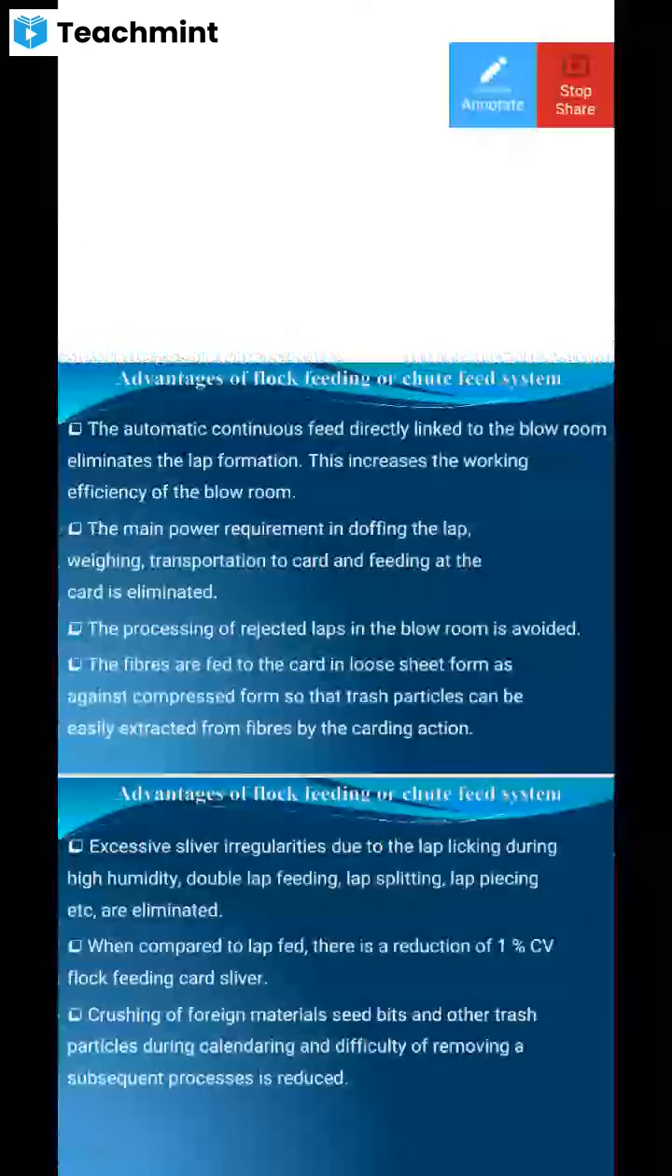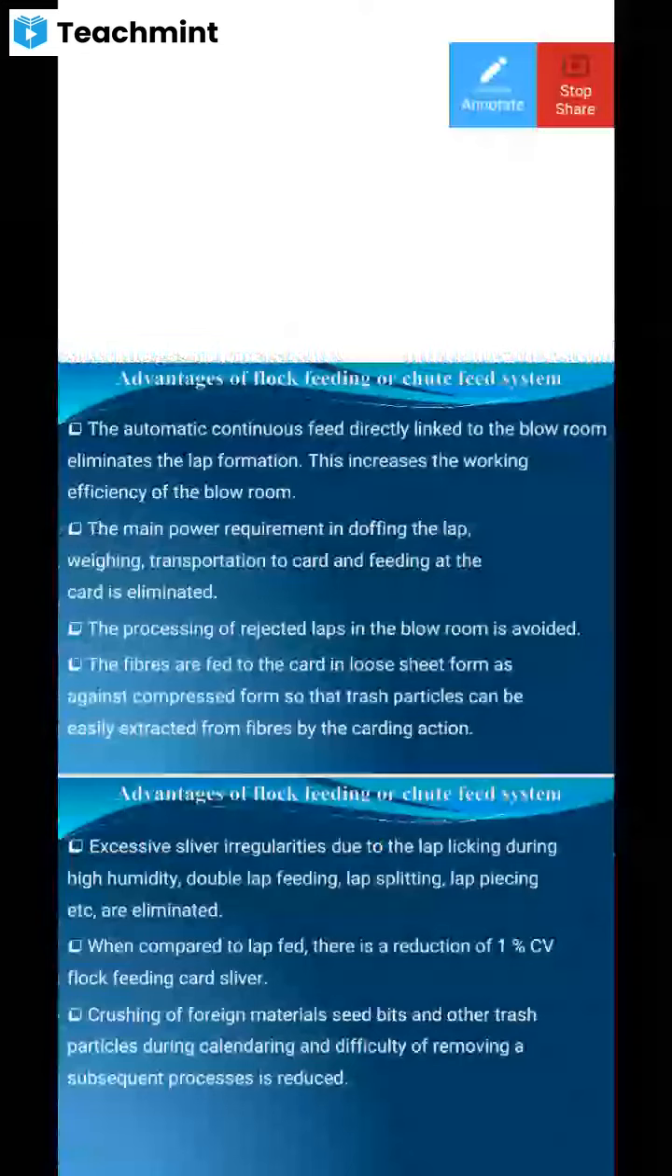The main power requirement in the doffing of lap, weighing and transportation to the carding feeding at the card is totally eliminated. During the time of transportation of the lap, the probability of damage to laps may occur. So we again reprocess the same material. The material reprocess means again pre-opening and cleaning, and neps generation is possible. So it definitely affects the quality, and quality deterioration may happen.